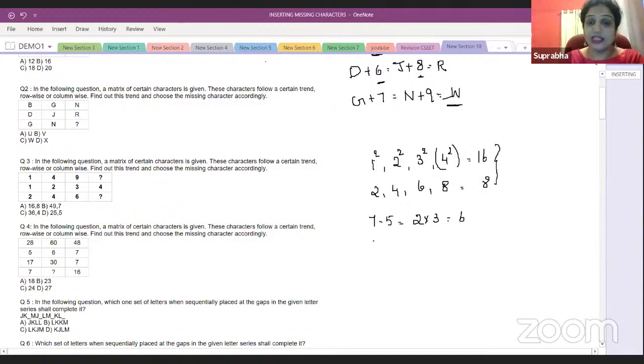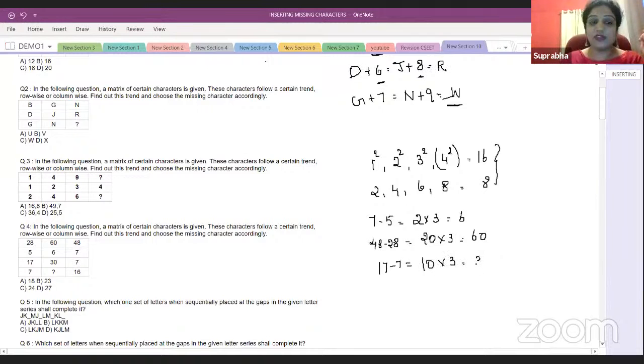Let me check. The difference between the first row, the difference between 48 and 28, it is 20. 20 into 3. Is it giving me 60? Yes, it is giving me. Similarly, the difference between 17 and 7, it is 10. 10 into 3, it is 30.